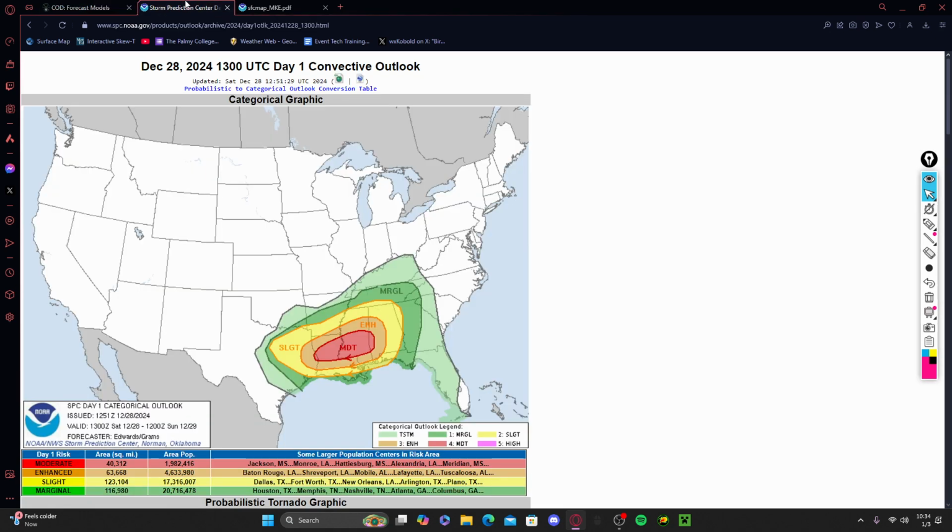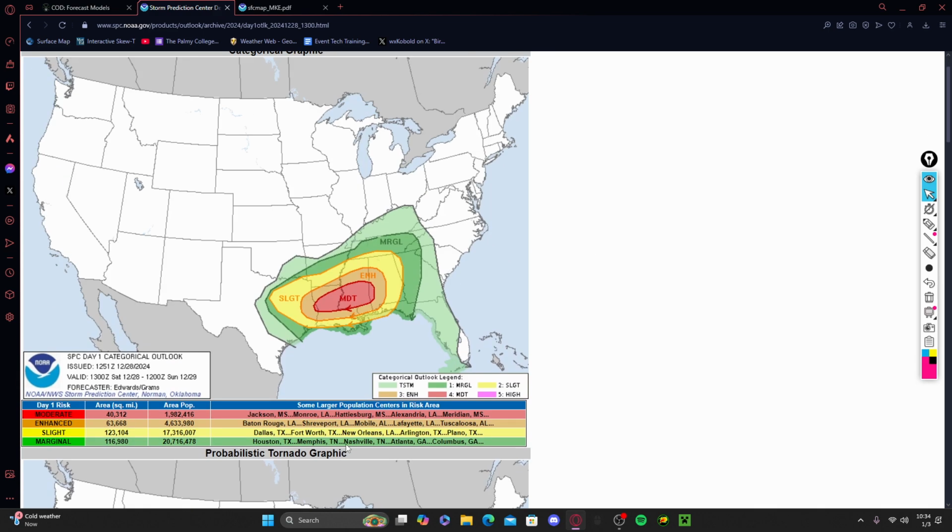Not much else, but I did want to look at and explain what the SPC products are. This is an SPC Outlook from a little while ago. This is that big old severe weather event. Technically last Saturday, but this is December 28th, 2024. It ended up the year on a pretty significant severe weather event. Lots of tornado reports in there.